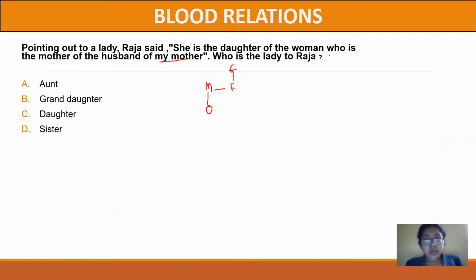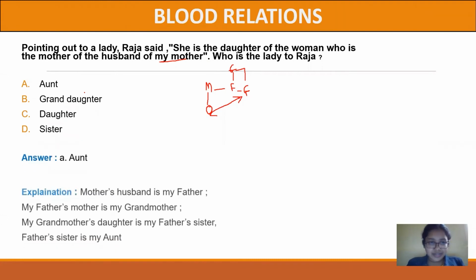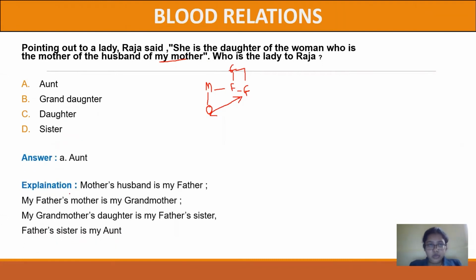Woman, who is the mother? Daughter of the woman. Who is the mother of the husband? Daughter of the woman means who will she be? She is the daughter of my grandmother. Then who is she to my father? She is the sister of my father. Then what's the relation between these two? Obviously, she will be my aunt. What do we say, Mausi? She will be my aunt. So the correct option is aunt. You can see the relations in the explanation.